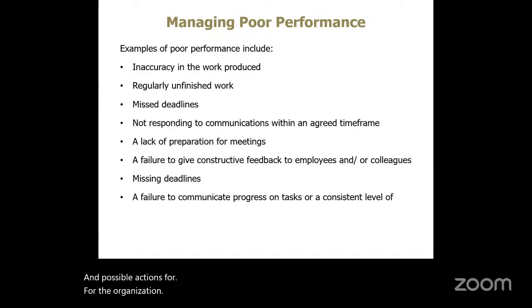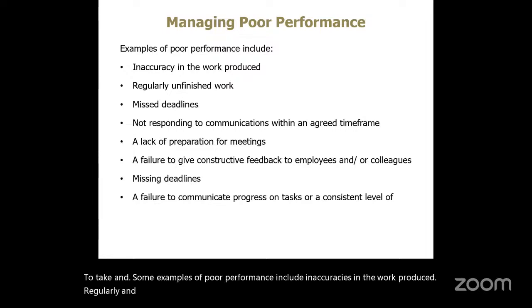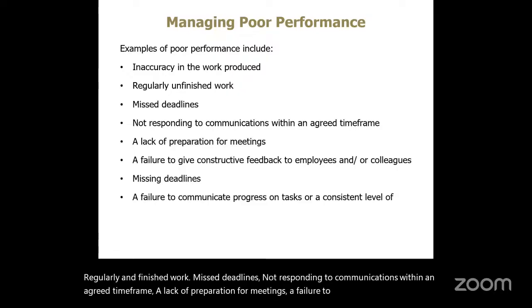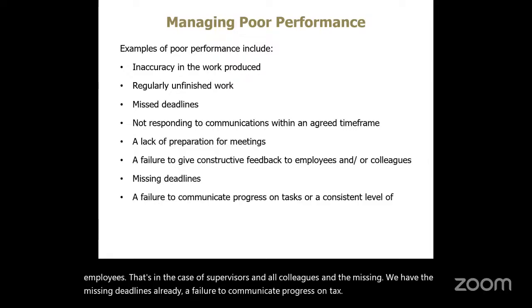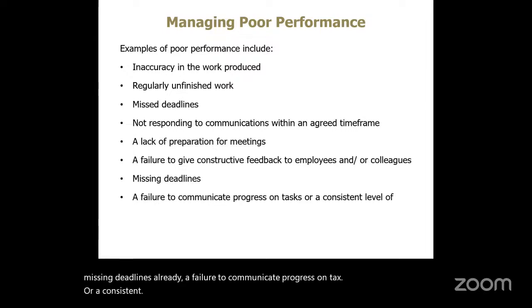Some examples of poor performance include inaccuracy in the work produced, regularly unfinished work, missed deadlines, not responding to communications within an agreed time frame, a lack of preparation for meetings, and a failure to give constructive feedback to employees, that's in the case of supervisors and colleagues. And we have the missed deadlines already, and a failure to communicate progress on tasks.